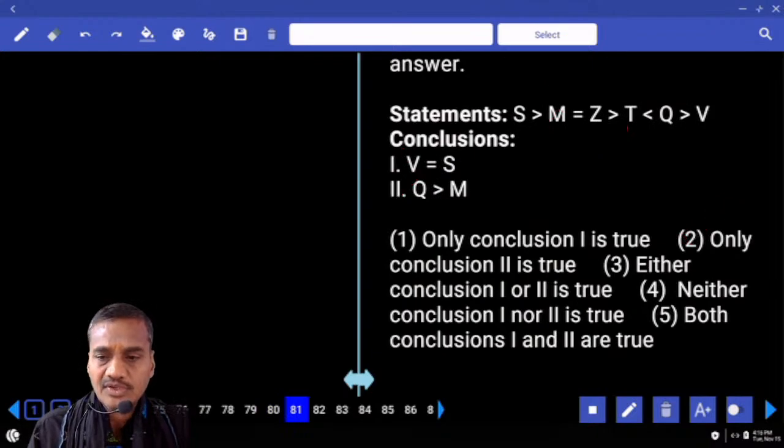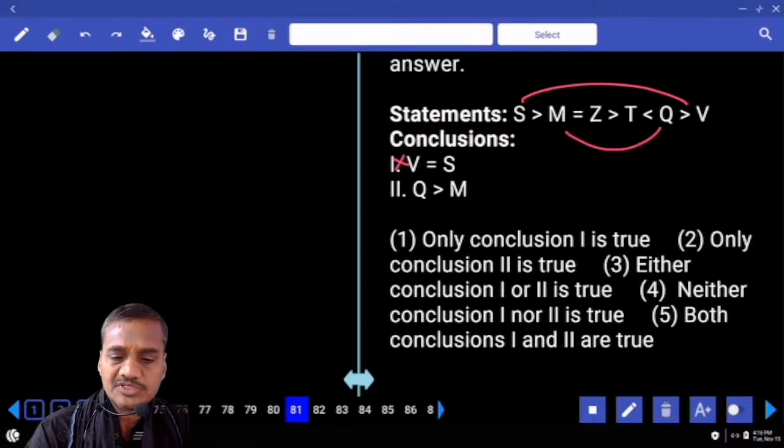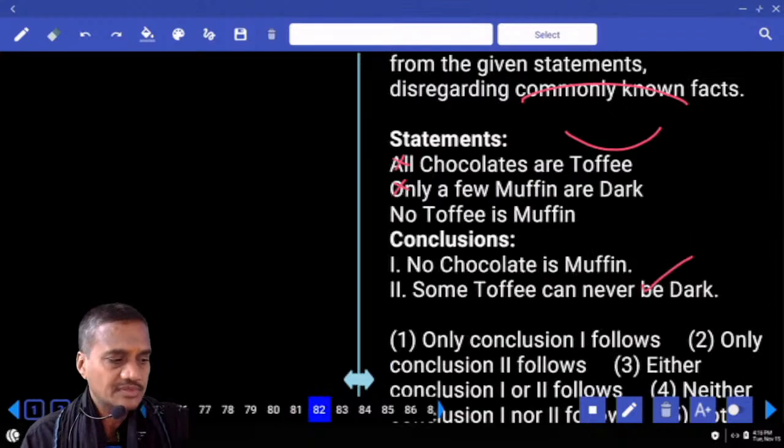Then 81, V equals S. Between S and V, there are two opposite symbols, greater than, lesser than. Hence, no relation can be drawn. Q and M. Again, between M and Q, there are two opposite symbols. Hence, neither one nor two. Choice 4, question number 81.